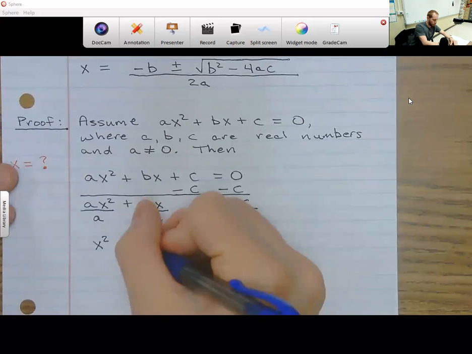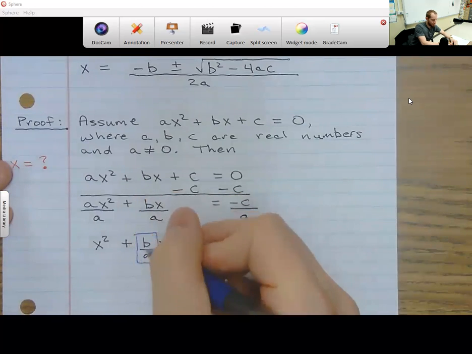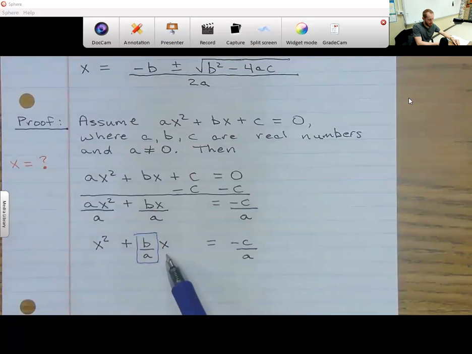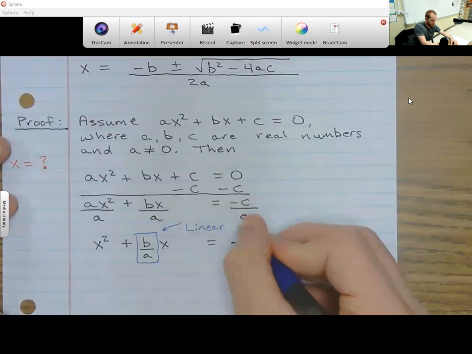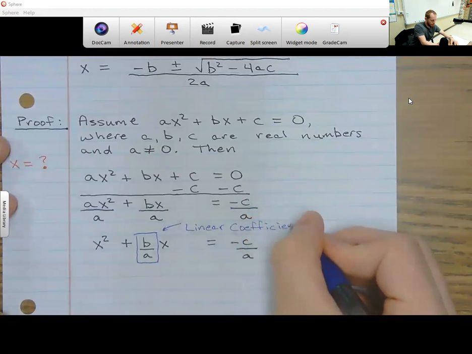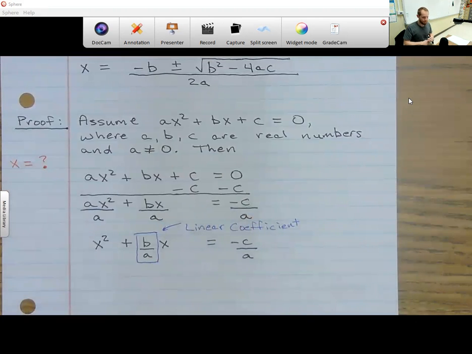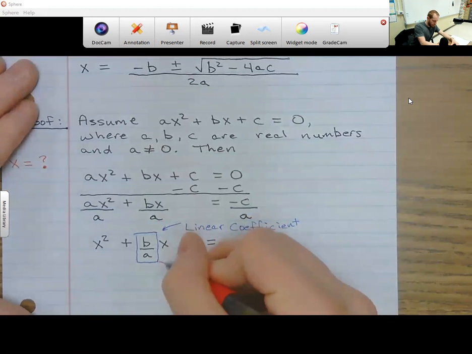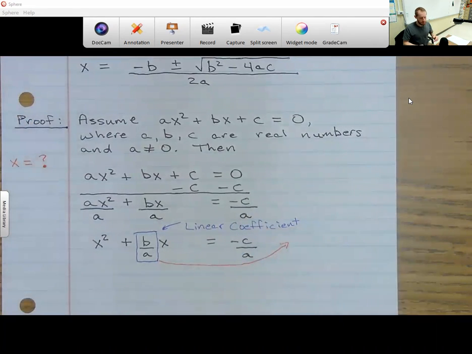So we're going to put a box around b over a. That's my number that's in front of the x. And sometimes we call this the linear coefficient, because this is the number that's in front of the x. Okay? So we're going to take this number and bring it way over here, and we're going to start doing some stuff with it.